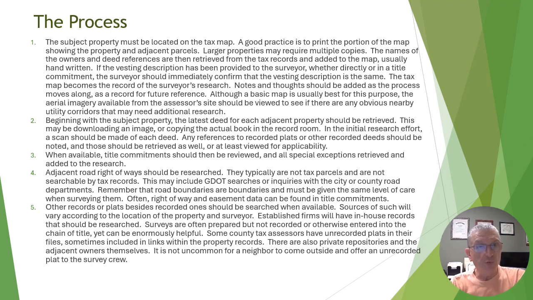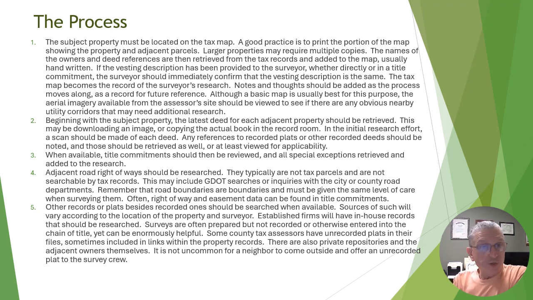So anyway, we start by compiling all the information from the tax map, the names of the adjacent property owners. Beginning with the subject property, you pull the latest deed for each adjacent property, write it down, like I said, in step 1, and then you start retrieving these from the clerk's office or GSCCA or from the clerk's web page. Look carefully for any references to recorded plats or other recorded deeds and retrieve those as well, or at least view them to see if they are applicable.